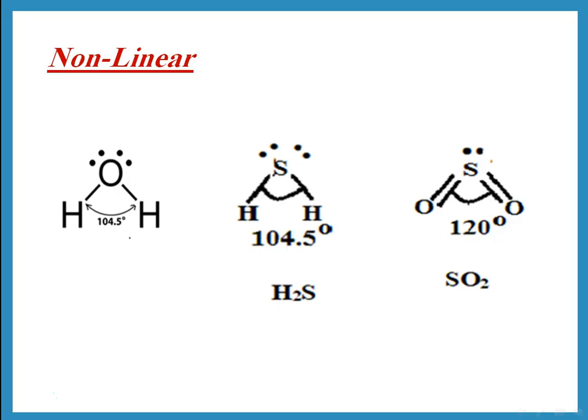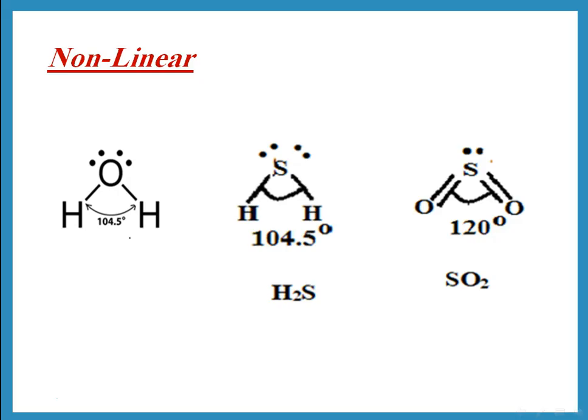But if we have 2 lone pairs, remember that we said the lone pairs repel more than the bonding pairs. So oxygen in water has 2 lone pairs of electrons on the central atom, and we have 2 bonds. That will be in a non-linear shape, bond angle 104.5.